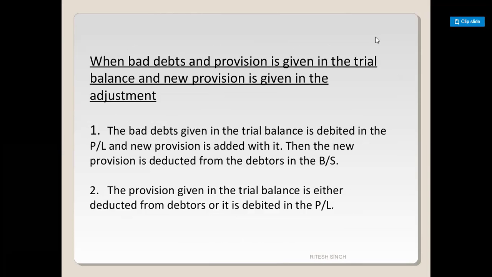When bad debts and a provision are given in the trial balance and also a new provision is given in the adjustment, this is the type of adjustment where there will be a bad debts table. The bad debts given in the trial balance are debited in the profit and loss account and the new provision is added to it. Then the new provision is deducted from the debtors in the balance sheet. The provision given in the trial balance is either deducted from the debtors or it is debited in the profit and loss account.